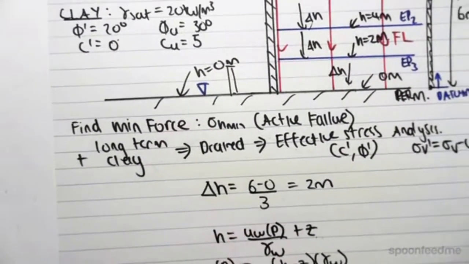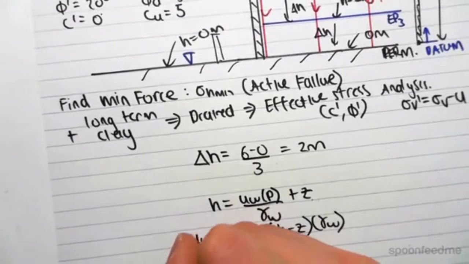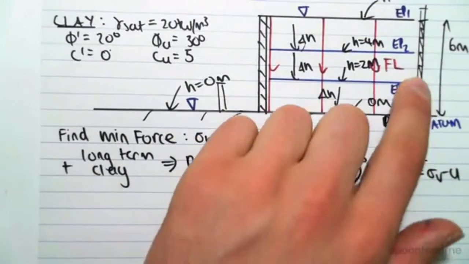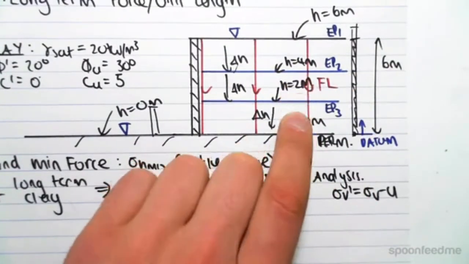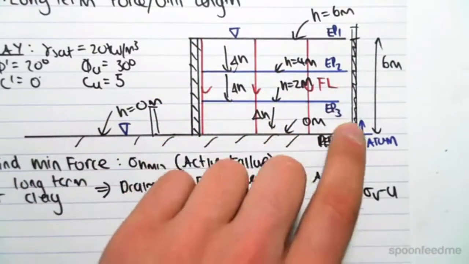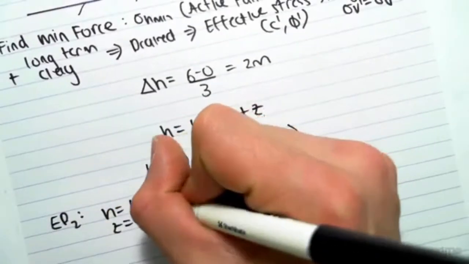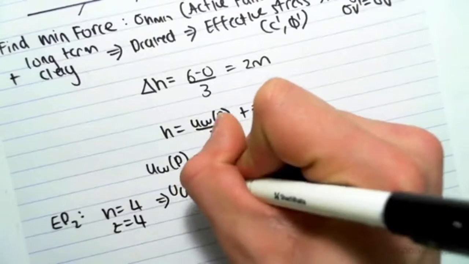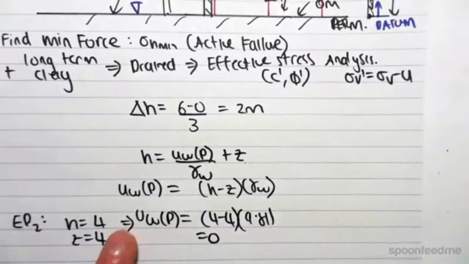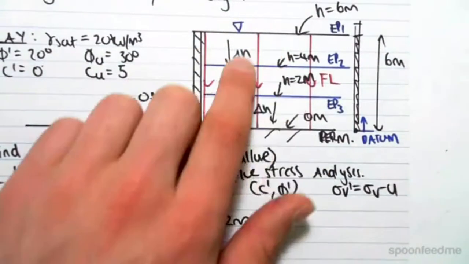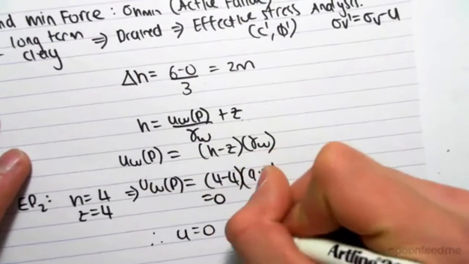So at EP2, we found h to be 4 meters, and z similarly is 4 meters. We'd scale this off and we'd come up 4 meters. And you can just see it graphically, right? We're going 2/3 of the way up of our wall, and 2/3 of 6 is 4 meters. So z would equal 4, which means that our pore water pressure would equal 4 minus 4, multiplied by 9.81, which is 0. And you could do this for every single EP, and you will find that everywhere in here the pore water pressure is 0. So we have to confirm that. So therefore u equals 0 everywhere.